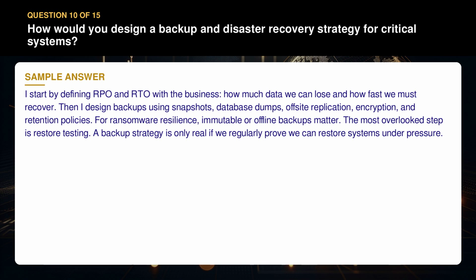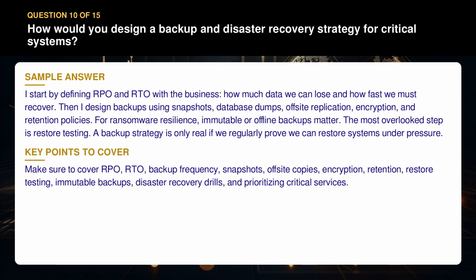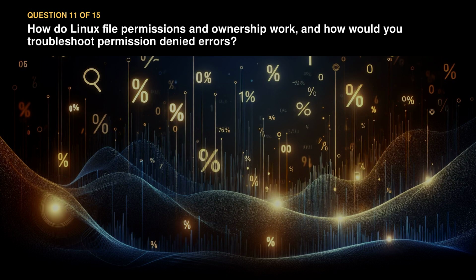For ransomware resilience, immutable or offline backups matter. The most overlooked step is restore testing. A backup strategy is only real if we regularly prove we can restore systems under pressure. Make sure to cover RPO, RTO, backup frequency, snapshots, offsite copies, encryption, retention, restore testing, immutable backups, disaster recovery drills, and prioritizing critical services.